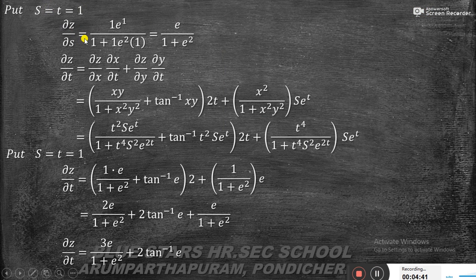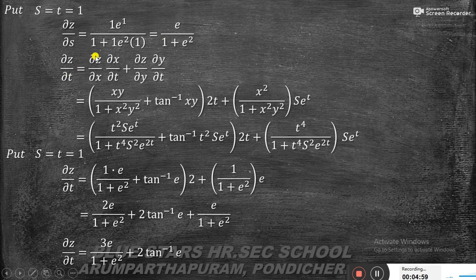So ∂z/∂s: I substitute s = t = 1, so 1 into e¹ by 1 plus 1 e² into 1. So we got the equation e/(1 + e²). This is ∂z/∂s. Next, ∂z/∂t.